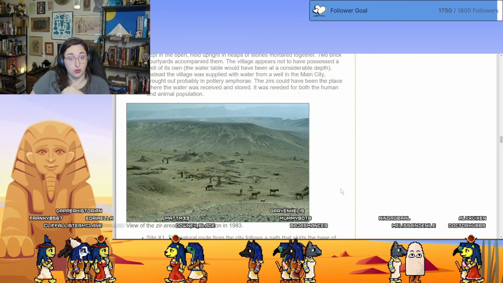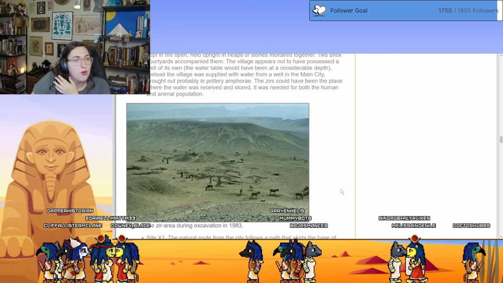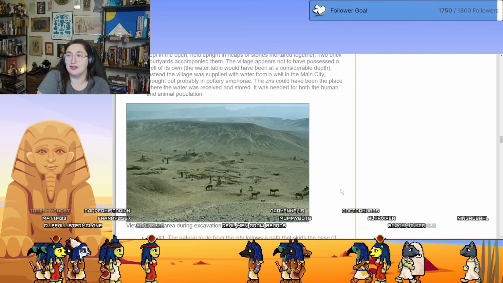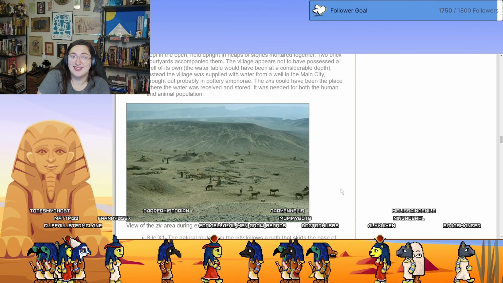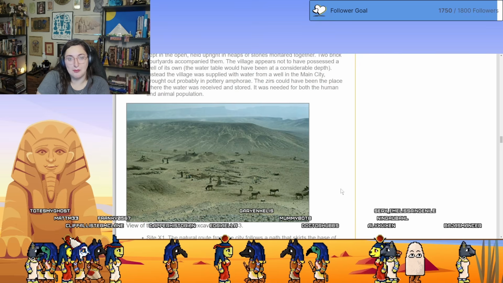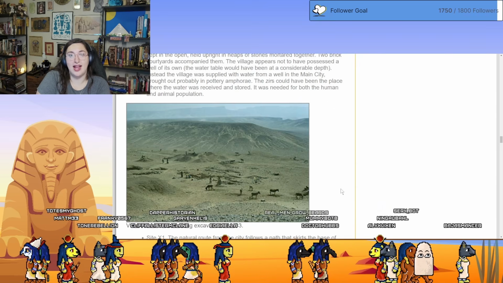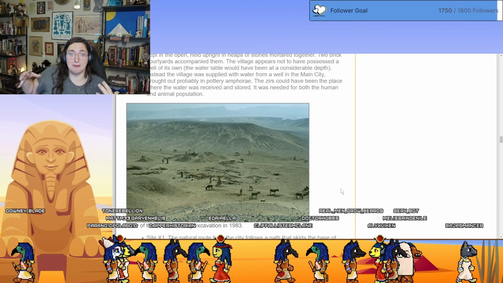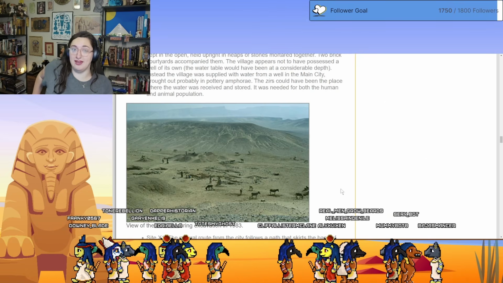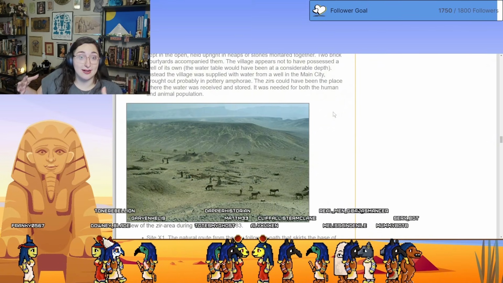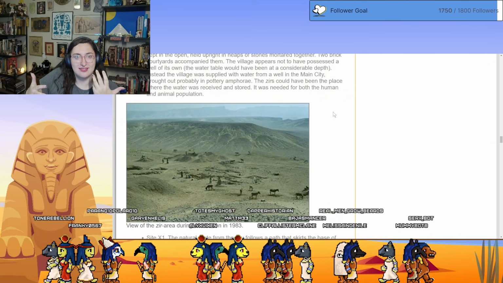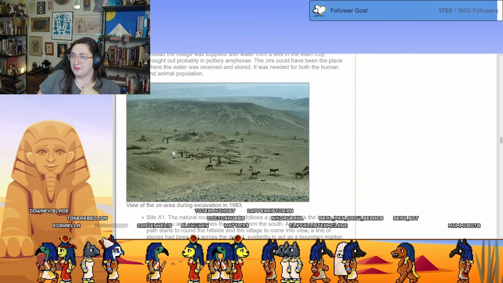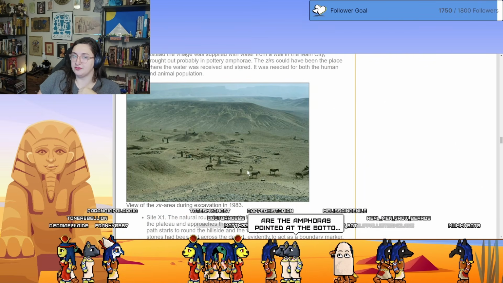So isn't that crazy? The city does not have a well. They do not have access to fresh water unless somebody from the city brings them water in amphora and then pours it into essentially big pots that are just kept open, that are mortared together like a makeshift well. Isn't that insane? That's crazy. So this is the Zir area.